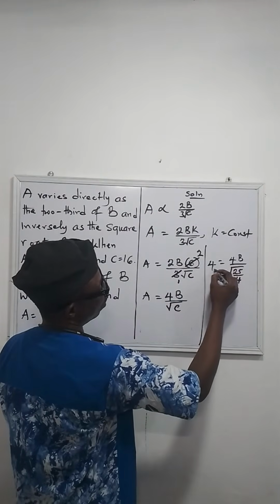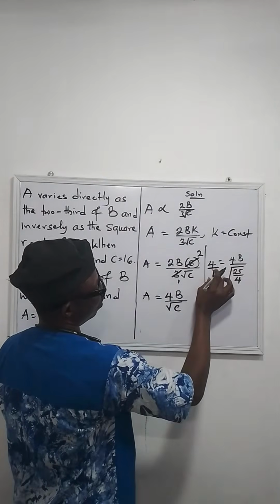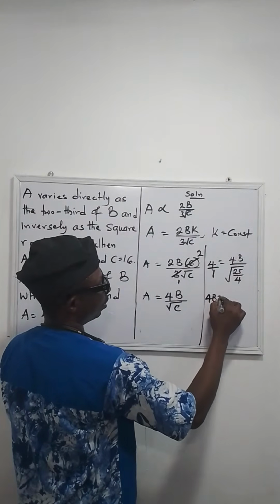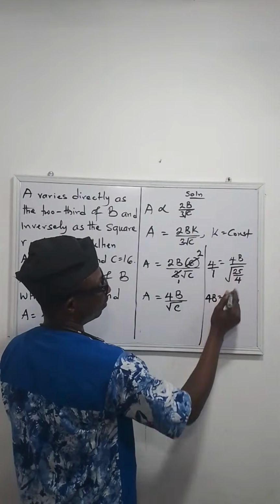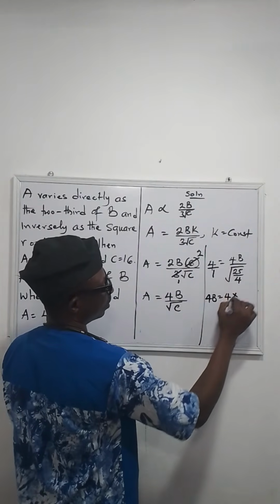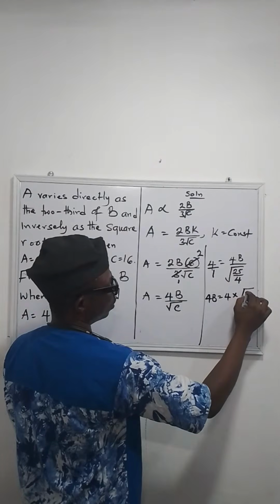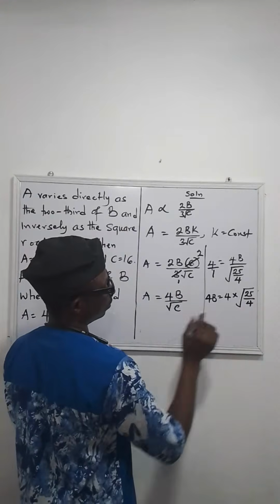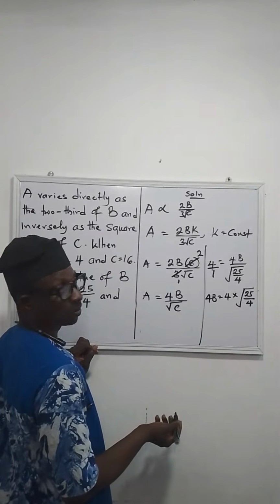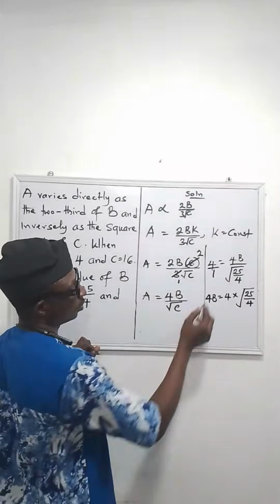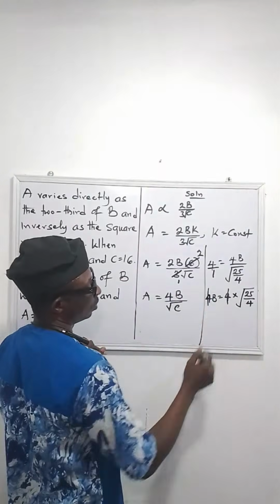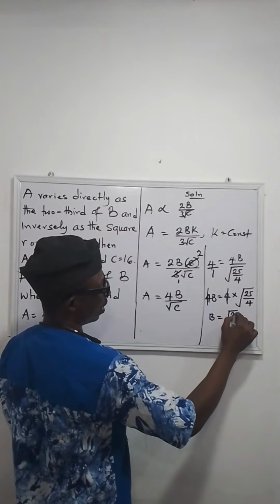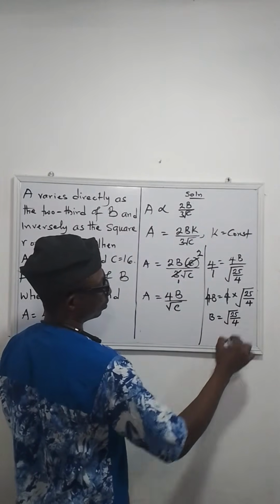Now here we can cross multiply. So this multiplies this, so B times 1. So we have 4B equals 4 times the square root of 25 over 4. Now let me divide both sides by 4. So 4 cancels this 4, and I have B equals the square root of 25 over 4.